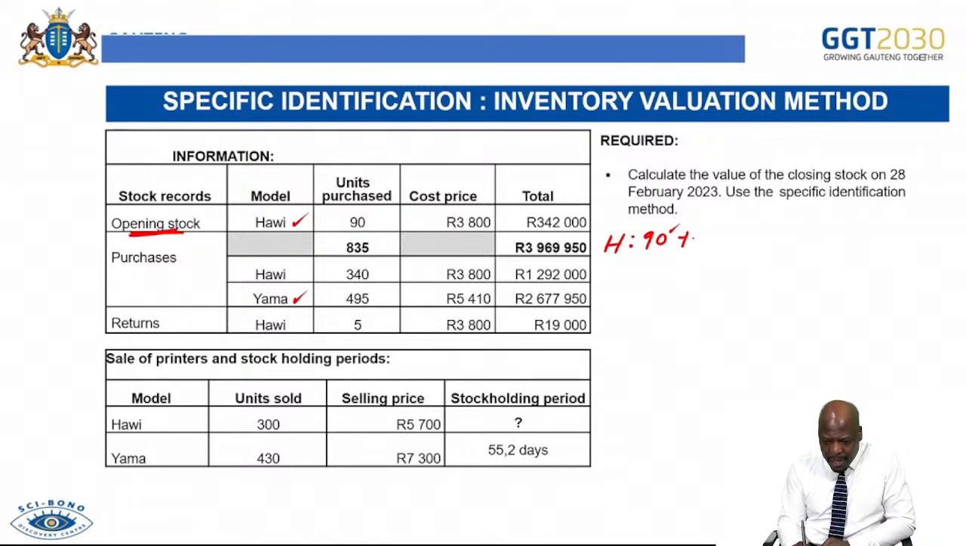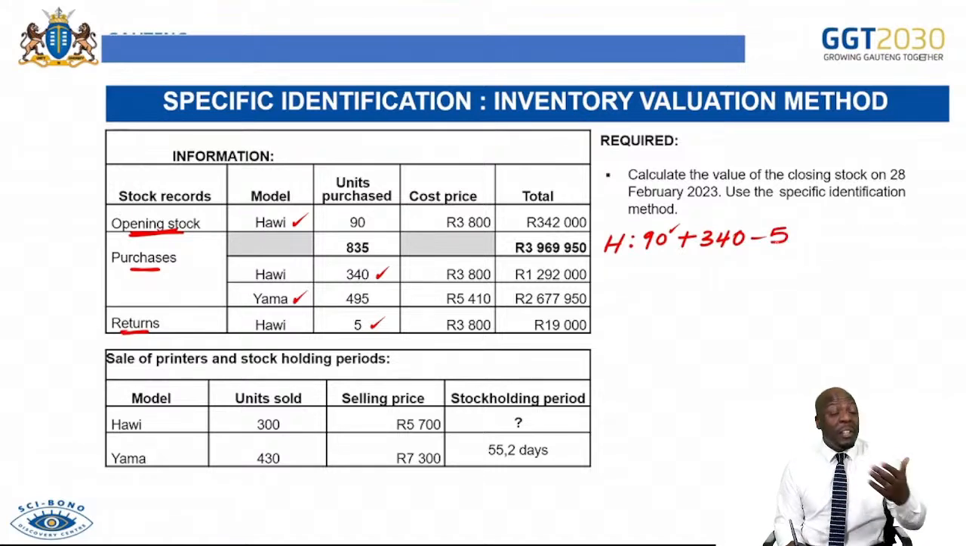Then I'll say plus. Obviously, you know what I'm going to add. I'm going to add my purchases. So I'm going to come in and add how much? 340. So it's opening stock plus purchases. And then we are told here, we returned 5 Howies. So that means I'm going to come in and say minus 5 because 5 were returned. Remember, you always minus that. How many do we have available for sale? 90 plus 340 minus 5. That gives us 425.